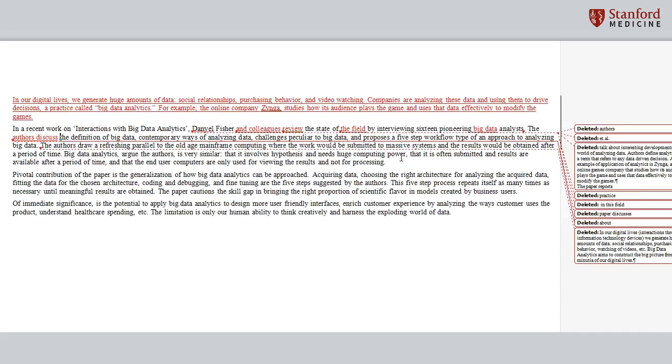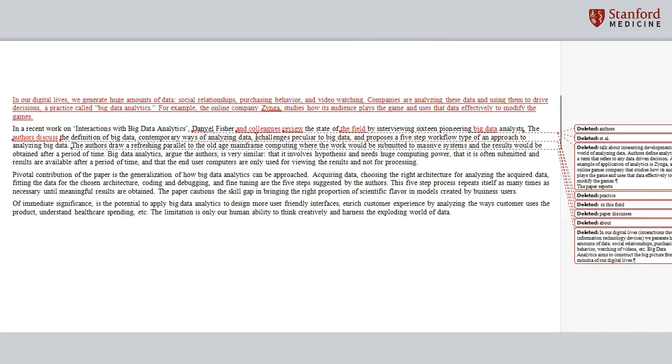We're going to have to set that "proposes" off as a new sentence. I'm going to set it off with a semicolon to make that parallel. So just watch out for parallelism as we've talked about. So let's make this a list. The authors discuss the definition of big data, contemporary ways of analyzing data, and challenges peculiar to big data. Wrap that list up and then start with the next idea about proposing.